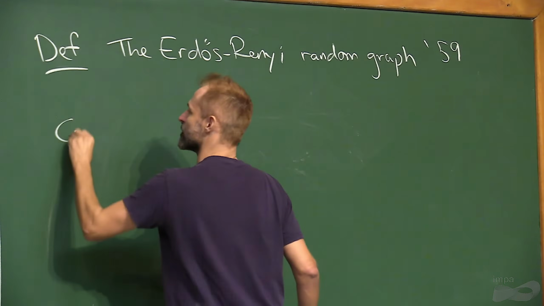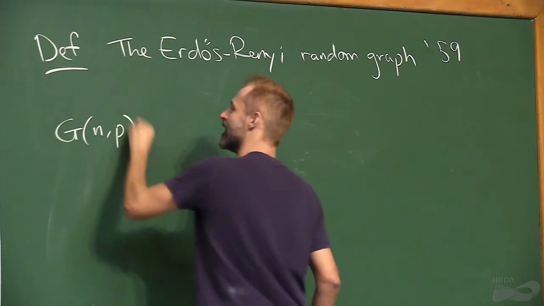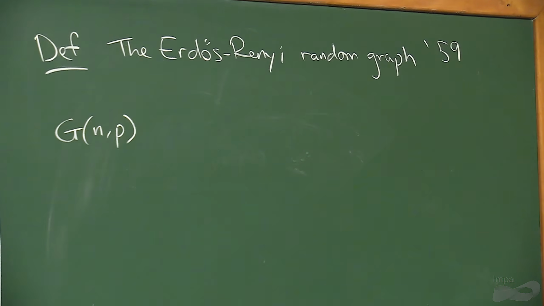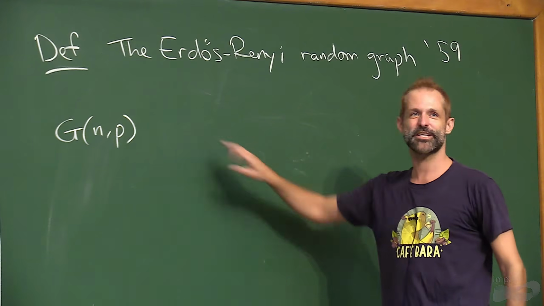So what is the Erdős-Rényi random graph? This has been mentioned in lots of the talks and defined in some of them. How many of you were already familiar with G(n,p) before this week? Okay, great. How many were not? Okay, no problem. So let's talk about it. Good. So what is this object?